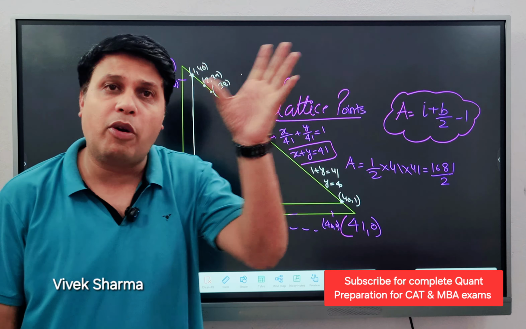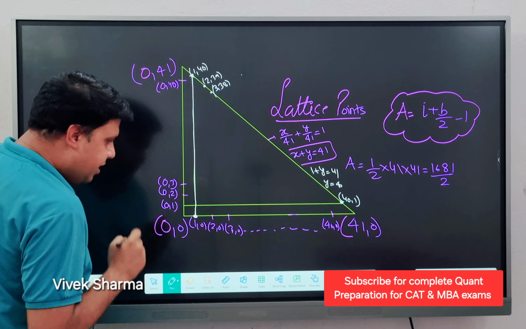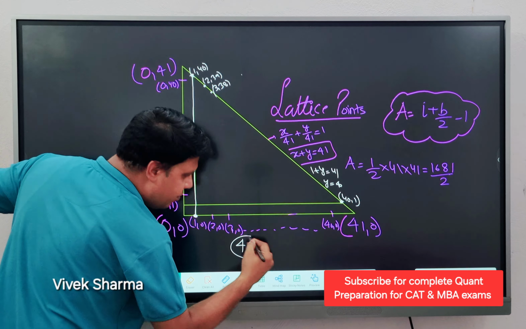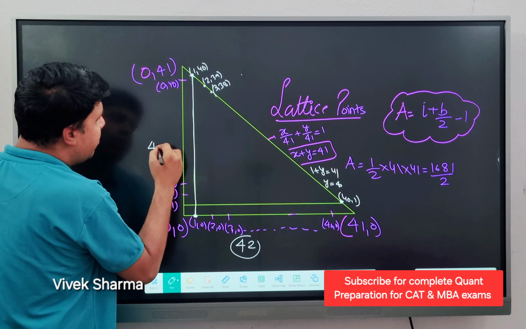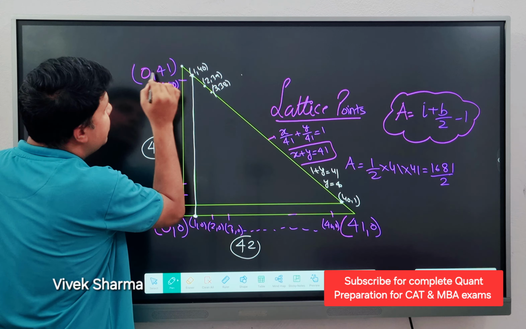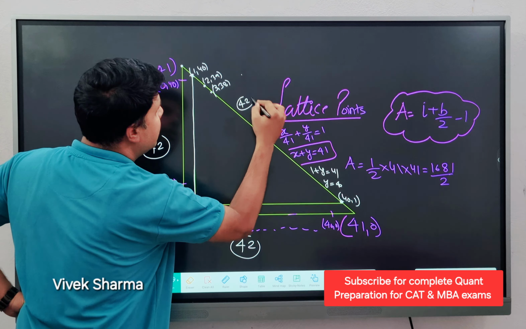Now I have all the boundary points, I can start counting manually, right? Believe me, this is very easy, because from 0 to 41, how many numbers do we have? 42. 0 to 41 on the y-axis, 42 numbers, and again from (0, 41) to (41, 0), we have 42 points.